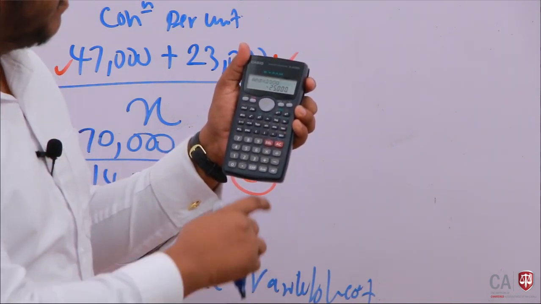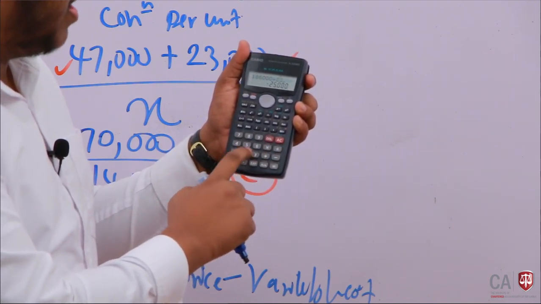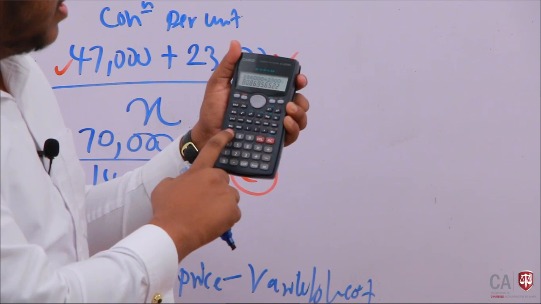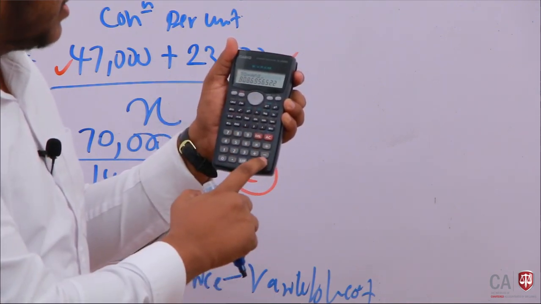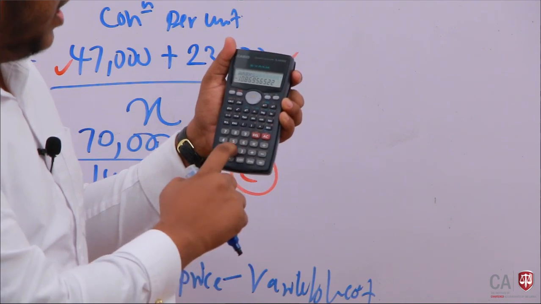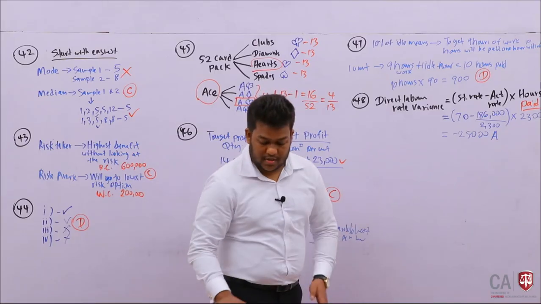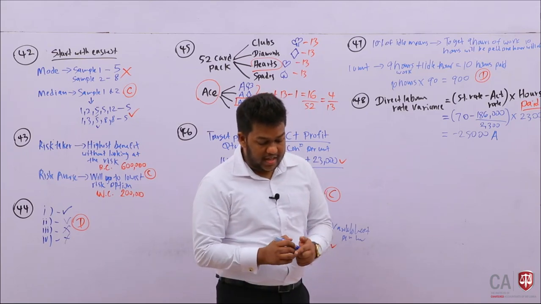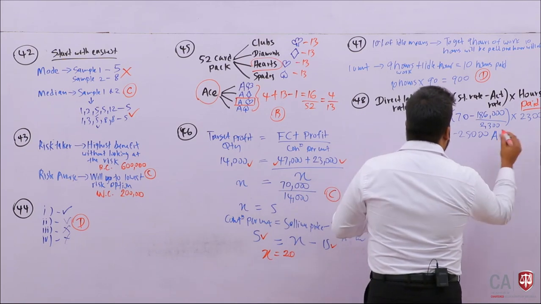Again see that: 186,000 divided by 2,300, this one. 70 minus the answer means this 80.86. So you are getting this into 2,300, you are getting 25,000 adverse. So 25,000 adverse, that is the answer. Answer C.